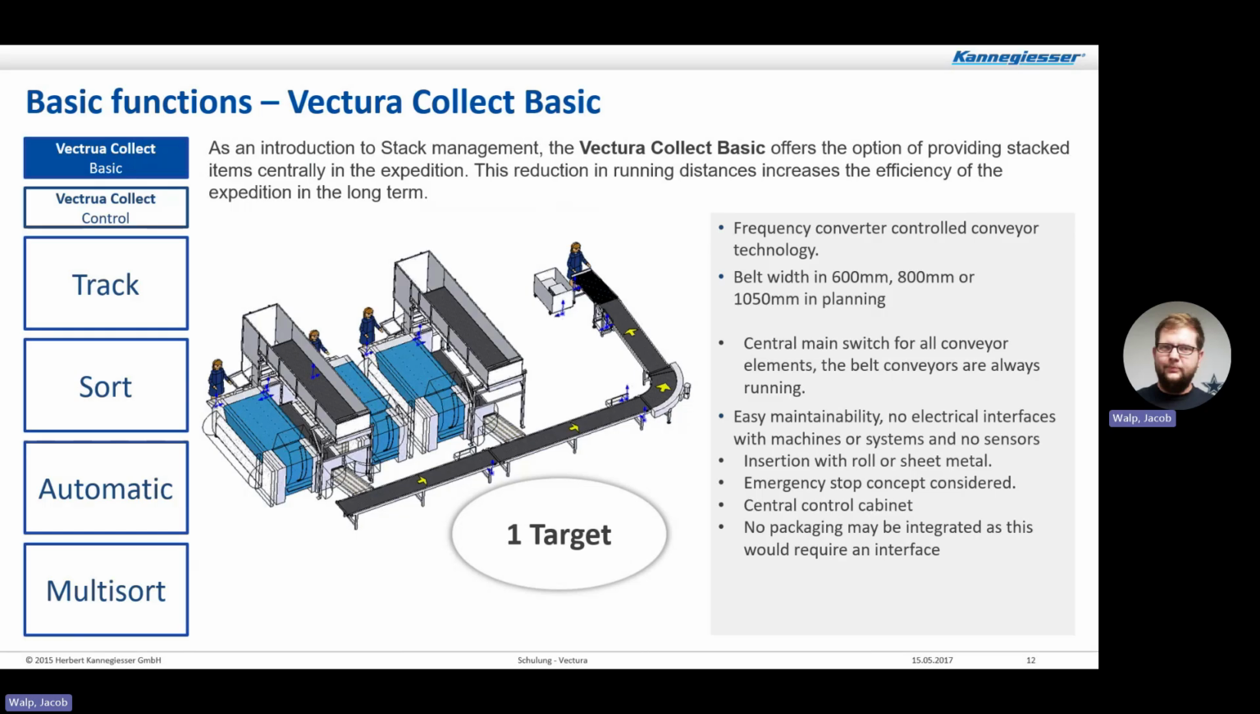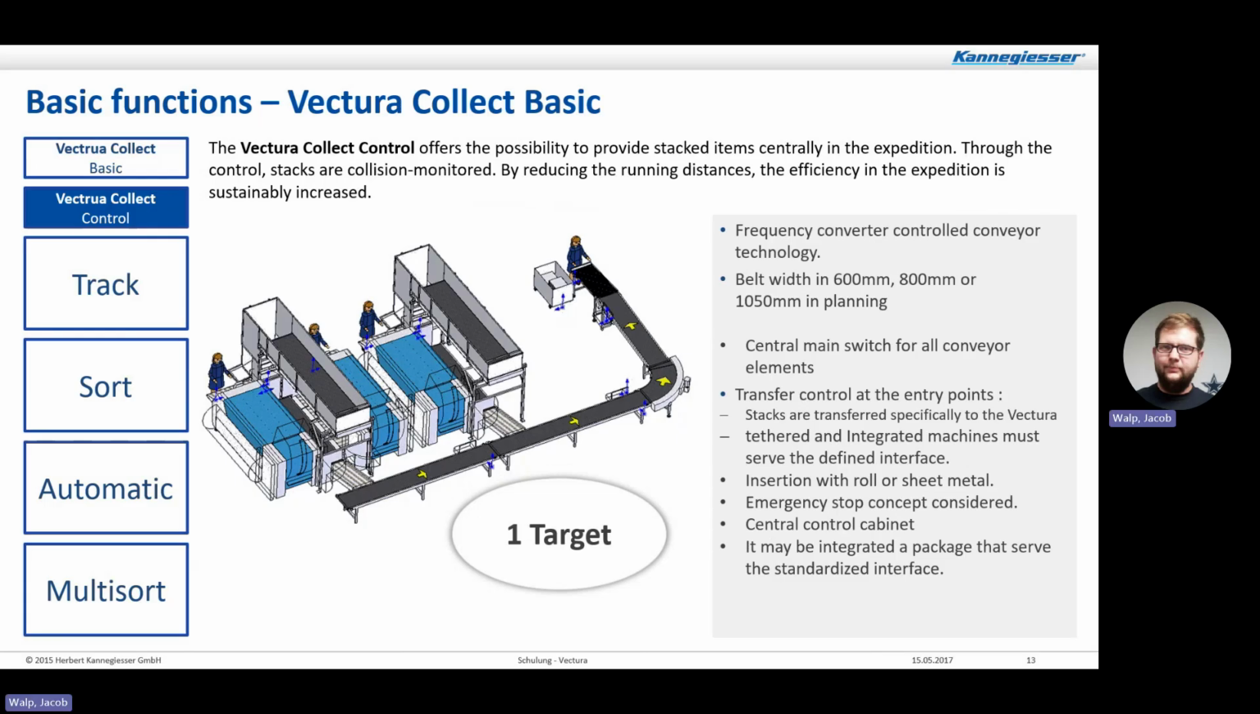You have a central main switch, your little central cabinet. No electrical interfaces with machines or systems. No sensors. You will have sensors on the conveyors. With the Vectura Collect Basic, you will have no connections to your machine, so you'll have no traffic control from the machines. The only traffic control you will have is on the conveyors themselves, the two sensors, one at the beginning and one at the end. Anything coming off of the machines will not be monitored with a Vectura Collect Basic.